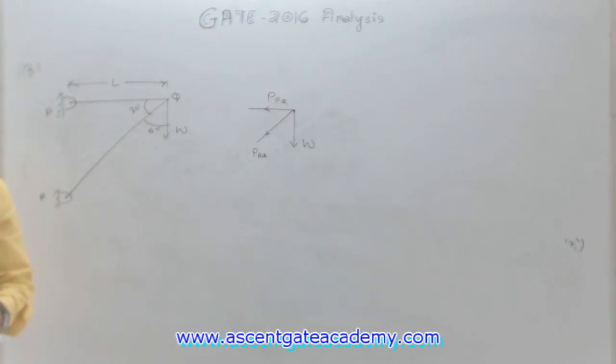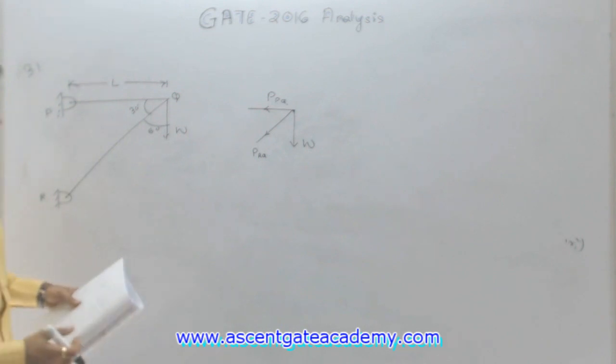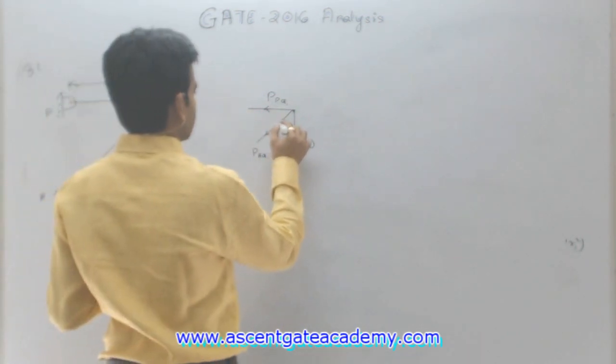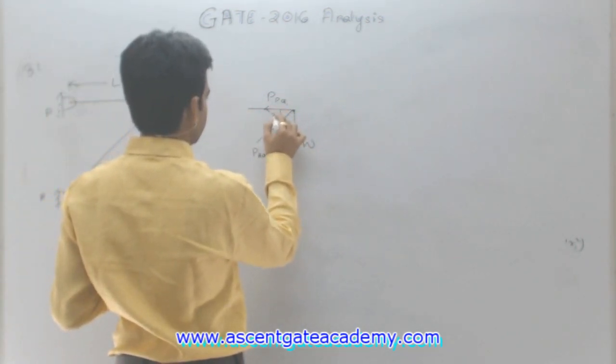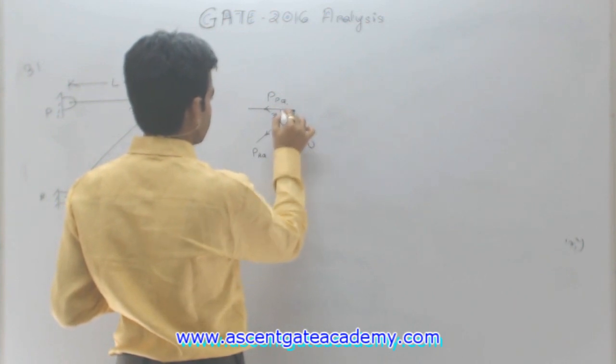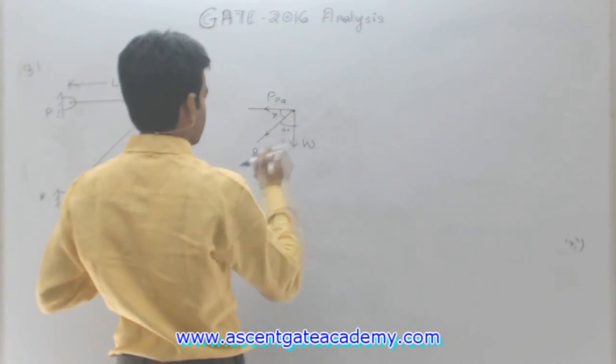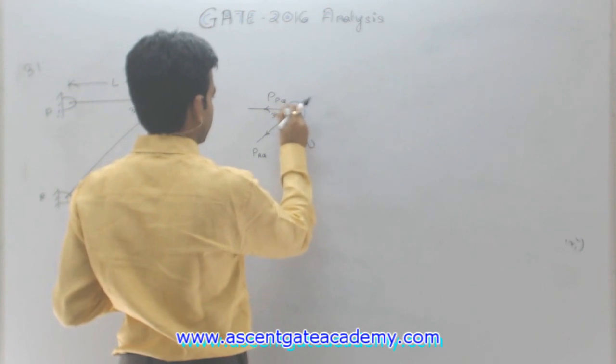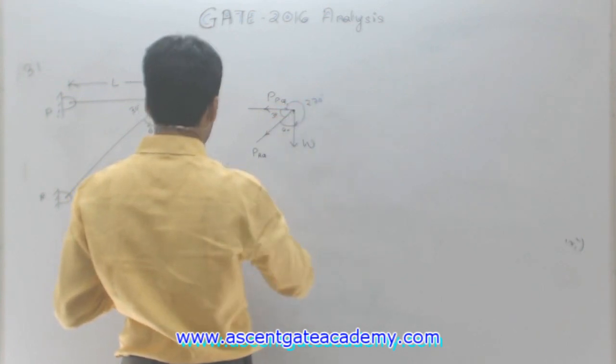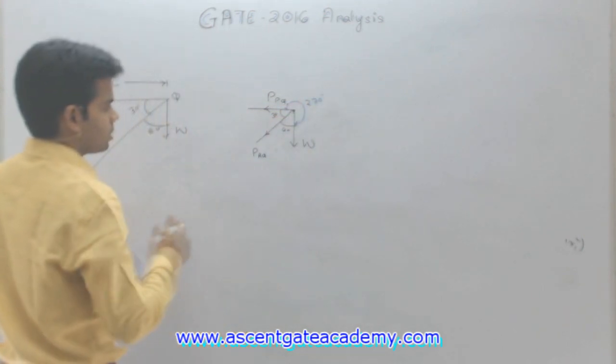Getting this? Okay, we have to determine the value of PQ and PRQ. Same thing, again we can apply Lami's theorem. How can we apply Lami's theorem here? Same, this angle is 30 degree, this angle is 60 degree, this is complete 90 degree, so this angle will be equal to 270 degree. Getting this? Okay, now apply Lami's theorem.